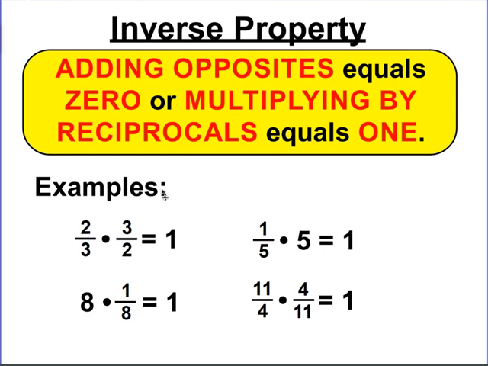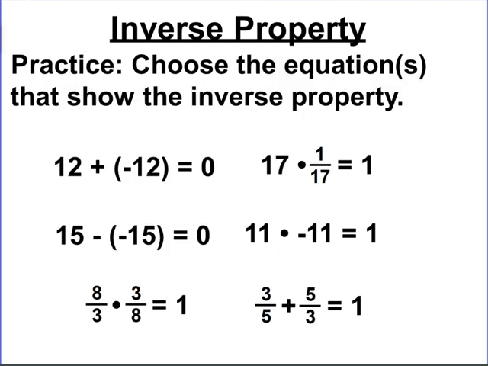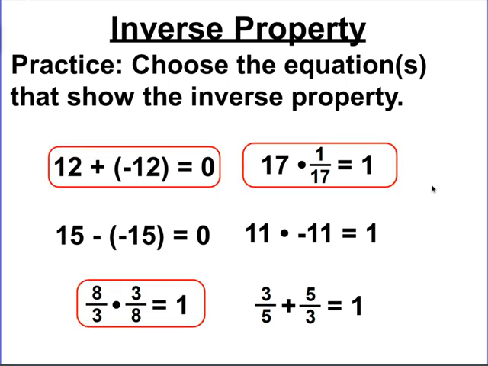The reciprocal of a whole number will be 1 over that number. Okay? And when you multiply those, you're still going to get a product of 1. All right, take a second, be careful again. Pick out the ones that show inverse property, and then we'll see how you did.